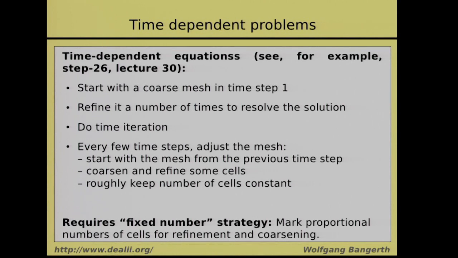I need to mark 20% of the cells to go away, because each 4 of these cells is replaced by 1 in 2D. So 20% of the cells give rise to 5% of the cells, so I lose 15%. That's exactly the ones that I got from refining 5%. So that's sort of the game you play, and oftentimes it doesn't quite work out that way, but the idea is that you mark proportional numbers of cells for refinement and coarsening in such a way that you roughly keep the number of cells constant.